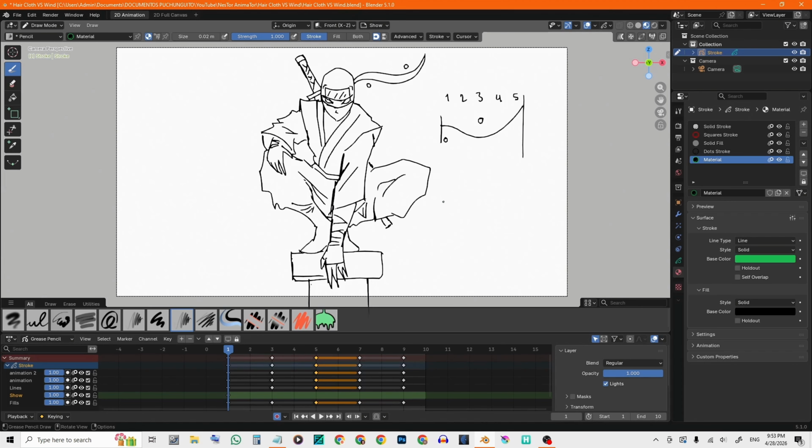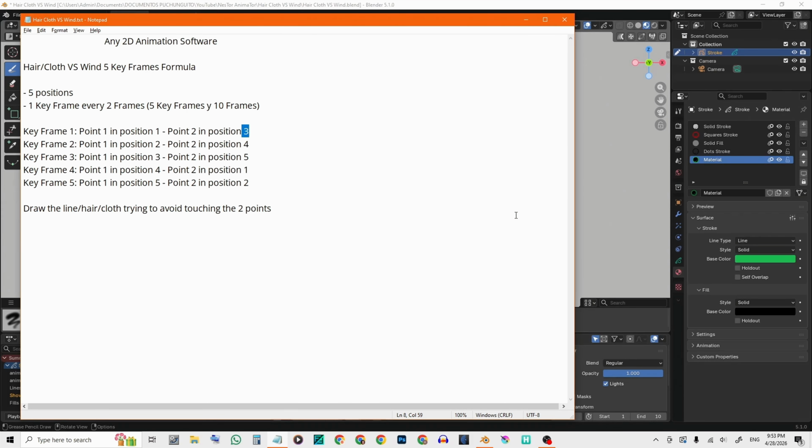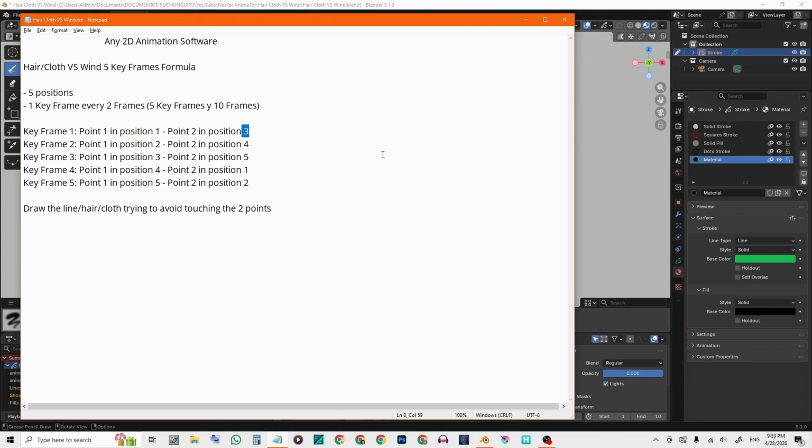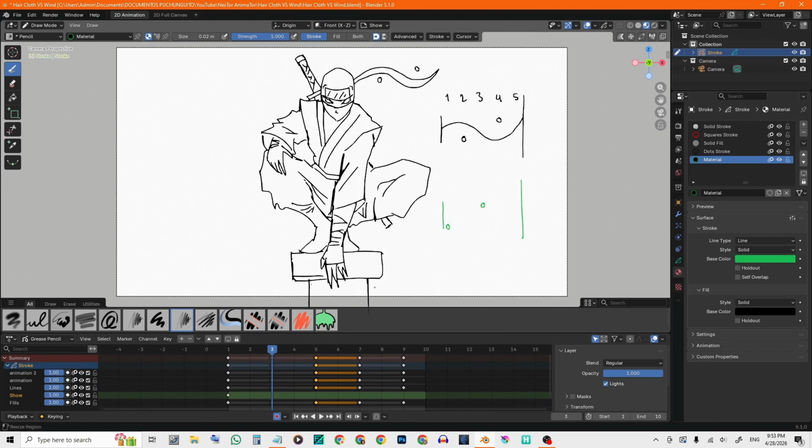So we have the references, okay, and then we have point 1 in position 1. So here it is, position 1, right? And point 2 in position 3. So point 2 in position 3. Okay, remember that they're trying to follow these 2 imaginary lines. You can also draw them as reference if you want to. It's completely up to you. So let's go keyframe 2, right? Keyframe 2. We move to position number 2.